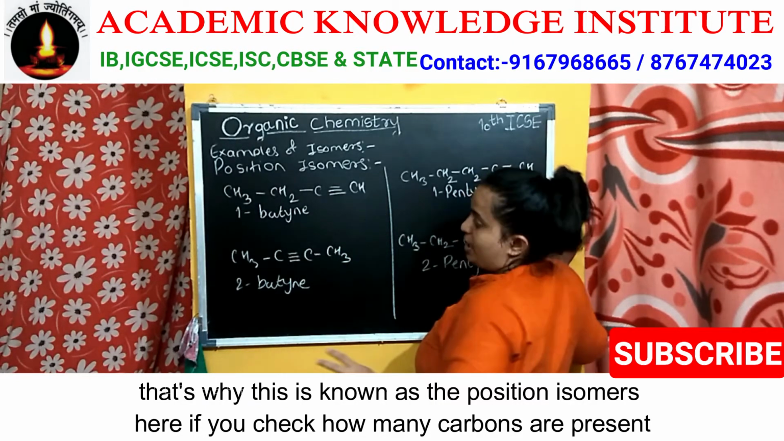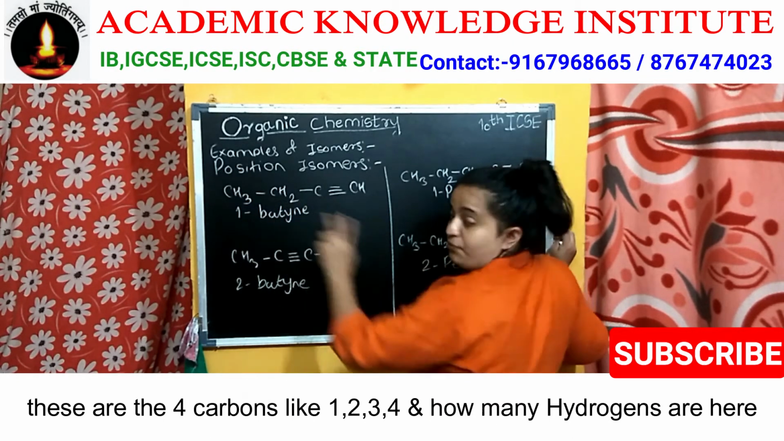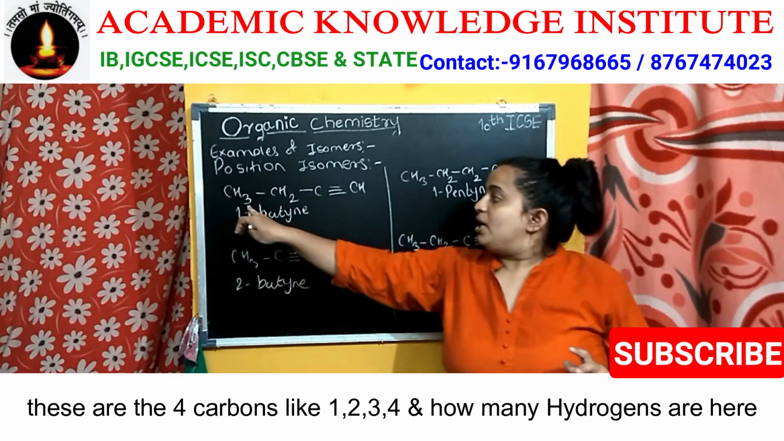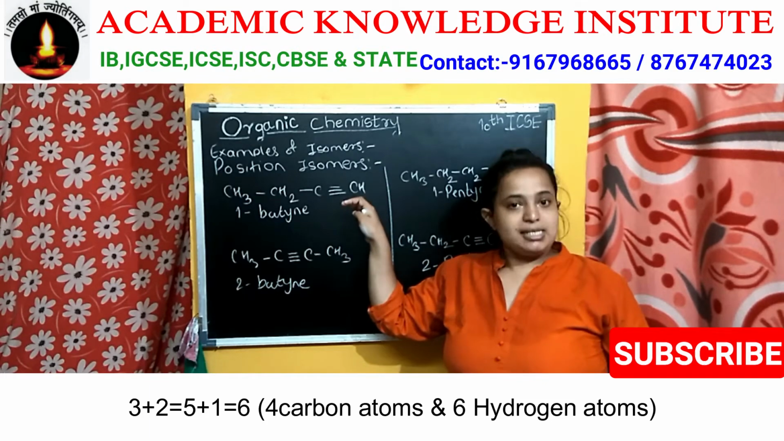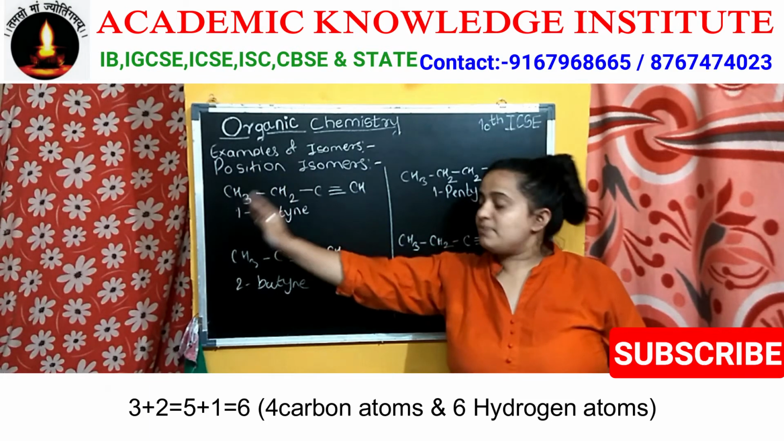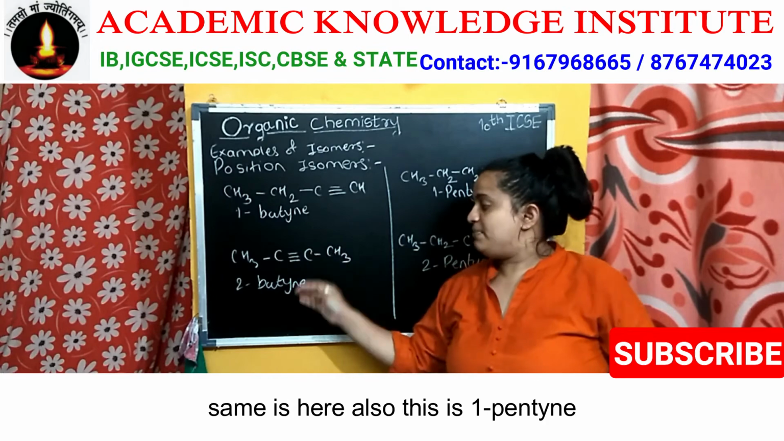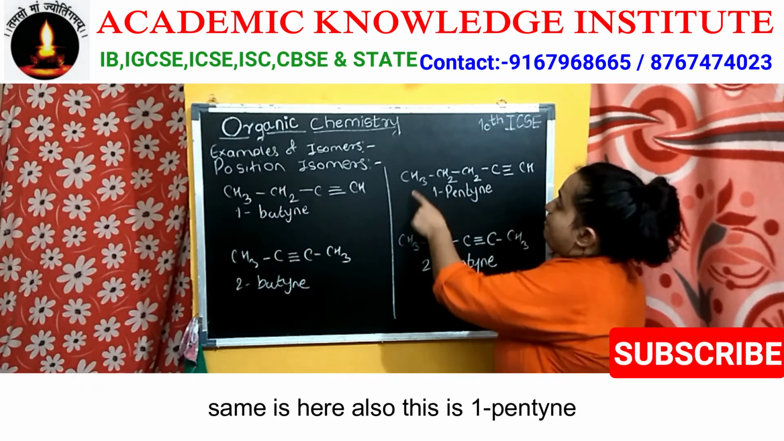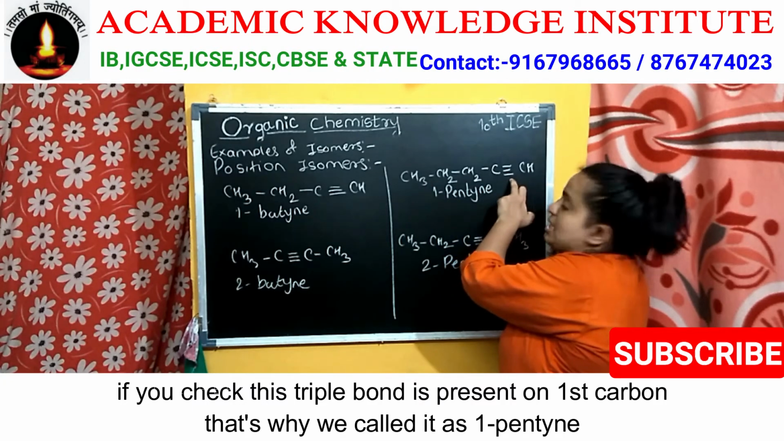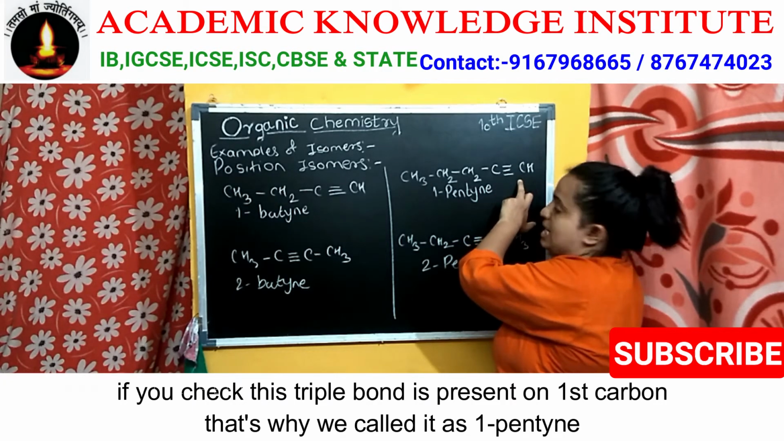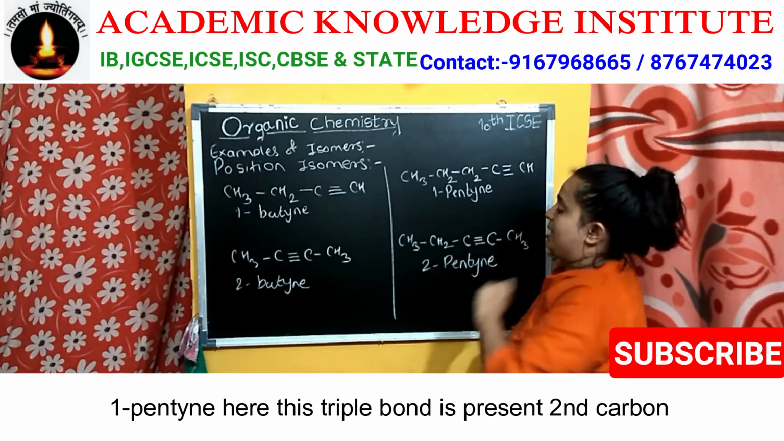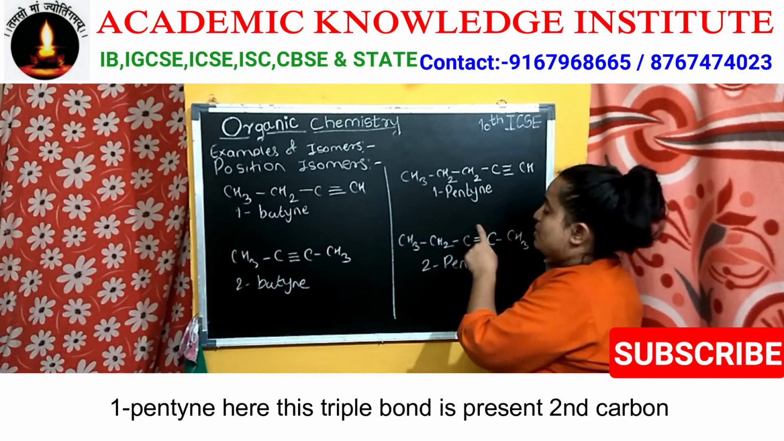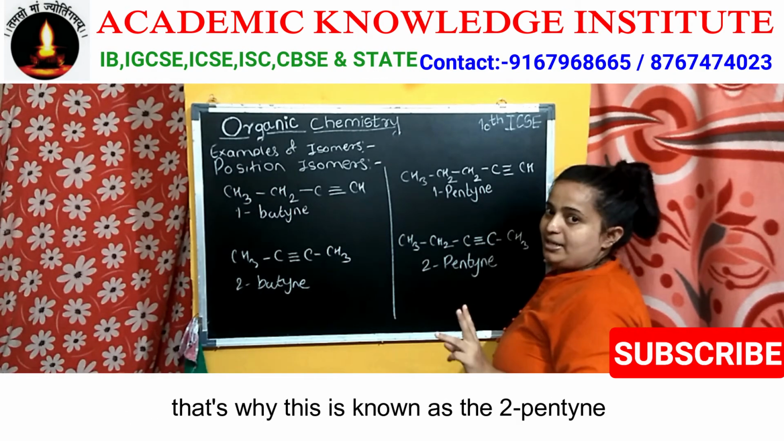Here if you check how many carbons are present, these are 4 carbons: 1, 2, 3, 4. And how many hydrogens are here? 3 plus 2, 5. 5 plus 1, 6. So 4 carbon atoms and 6 hydrogen atoms. The same is here also. And here this is 1-pentyne. Here if we check, this triple bond is present on the first carbon, so that's why we call it 1-pentyne. Here this triple bond is present on the second carbon atom, so that's why this is known as 2-pentyne.